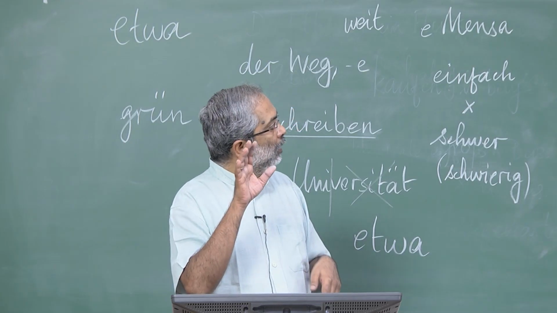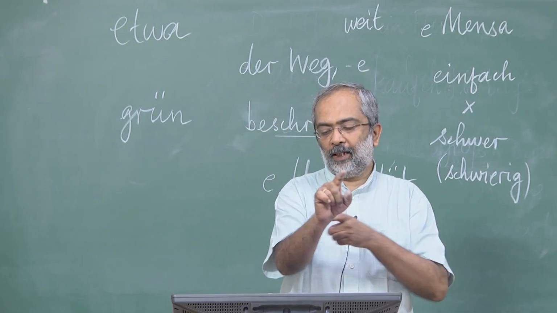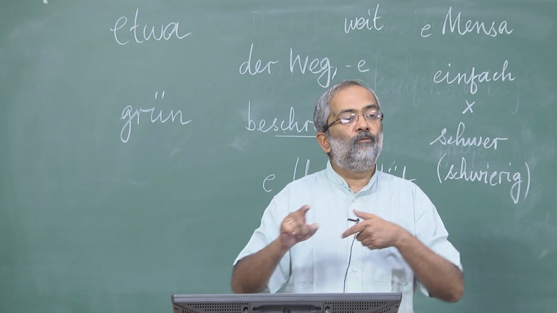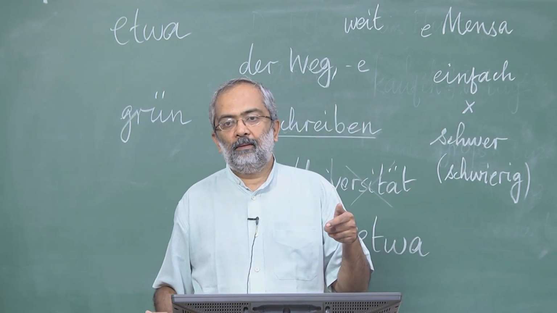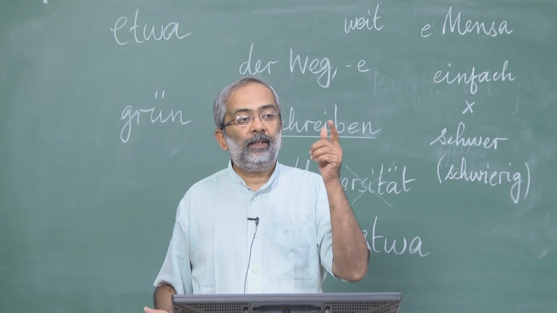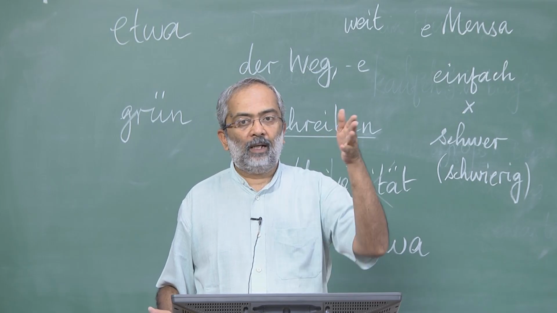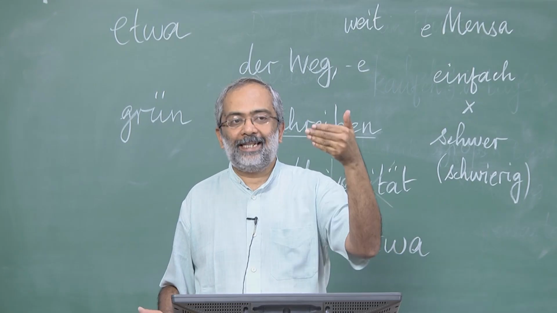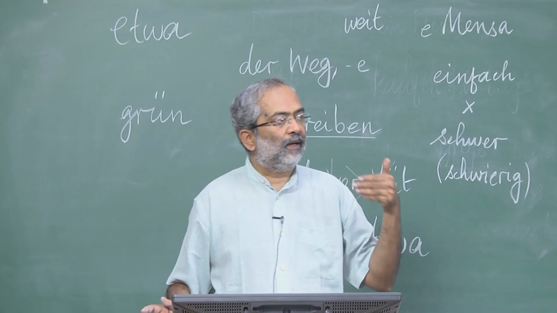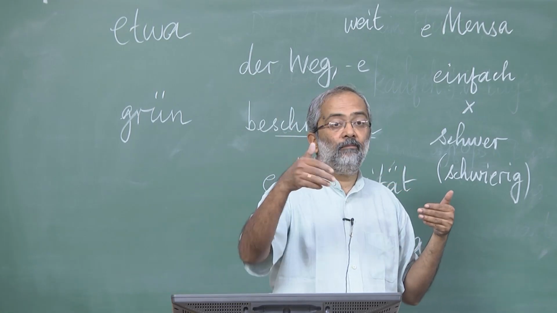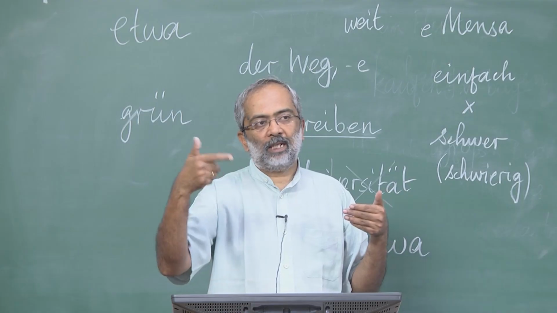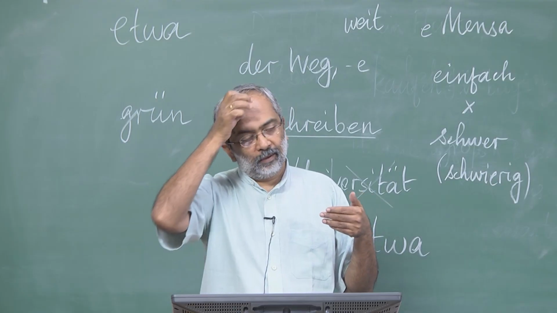One clue you already have, if you are paying attention. What is the word for how far is it? Far is there on the board. Weit. Weit is far, and further is weiter. So you already have a clue what's happening. Weit, weiter.